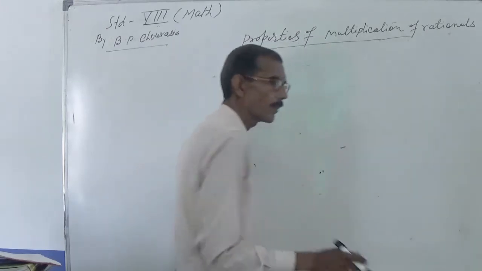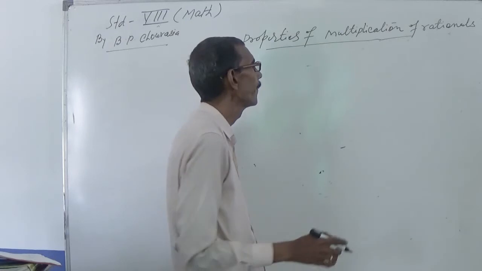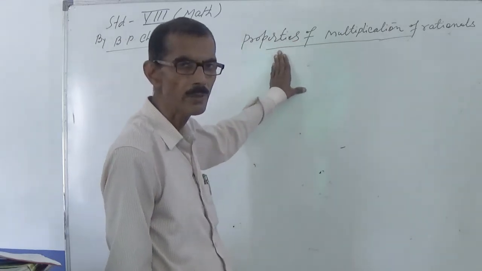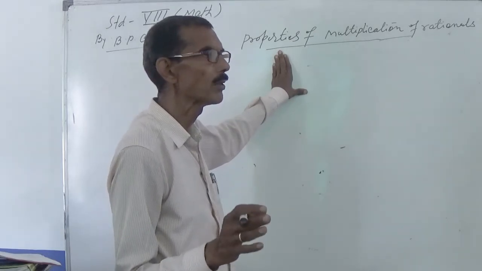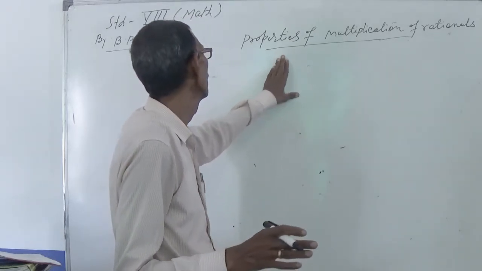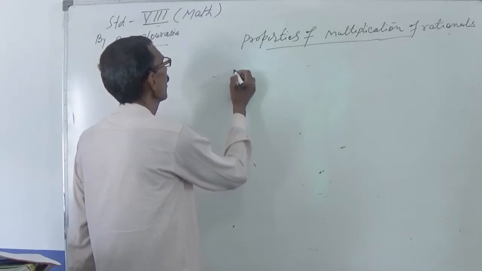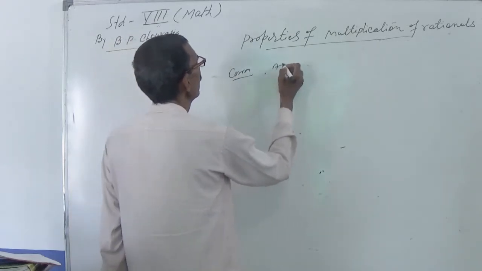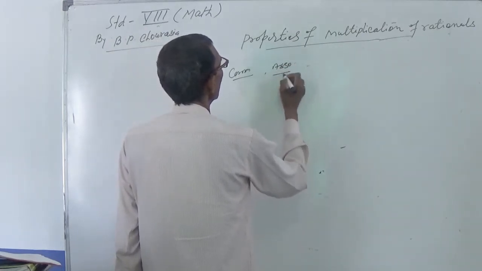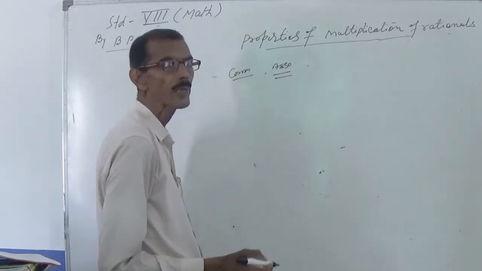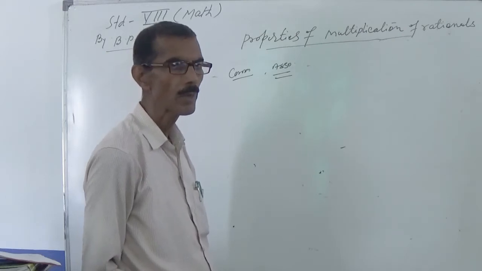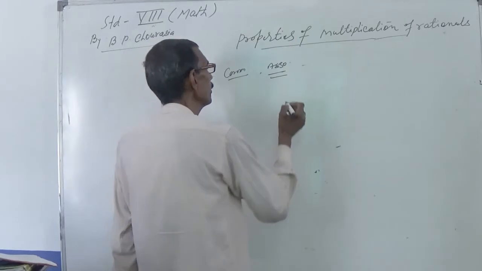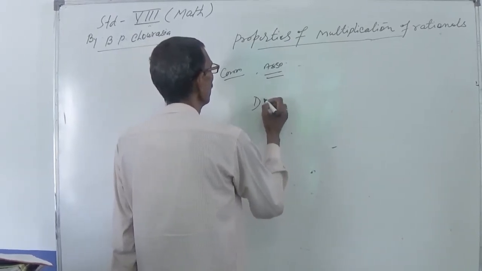Just like the additive property, rational numbers are closed under multiplication. Rational numbers always follow the commutative property and associativity. There exist a multiplicative inverse and multiplicative identity, and the distributive law also holds here.